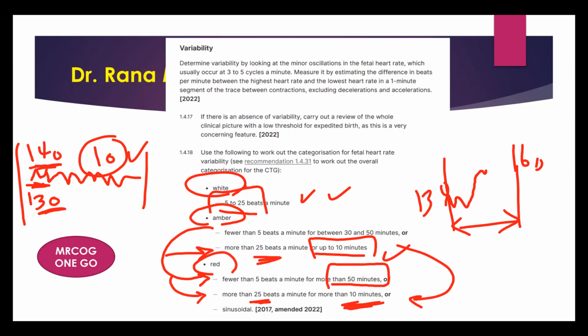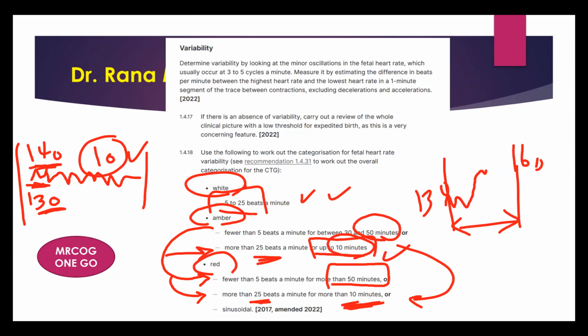You got the point? So just know the normal, and then for how many minutes we can apply these changes. If it's fewer than 5, with the time between 30 and 50 minutes, it's amber. More than 25 for 10 minutes, it's amber. If we increase the timing to more than 50 minutes, we will go to red. If we increase more than 10 minutes, we will go to red. So it will be easier to remember.